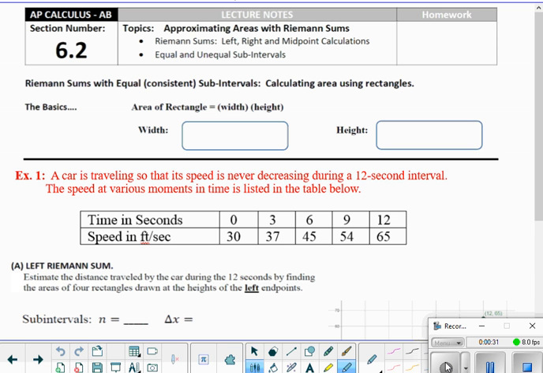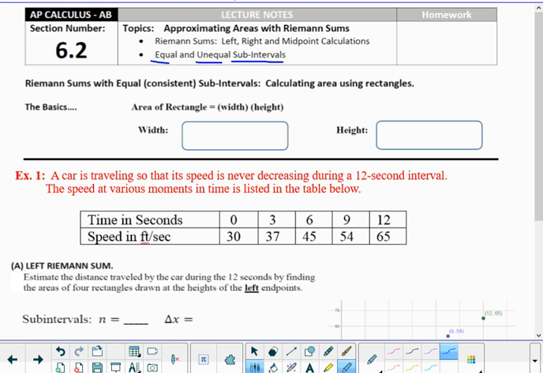And we can have left bound, right bound, or midpoint calculations for the height of our rectangles. We can also have equal or unequal subintervals. So all of this will make sense soon as we get into this. What is a Riemann sum?